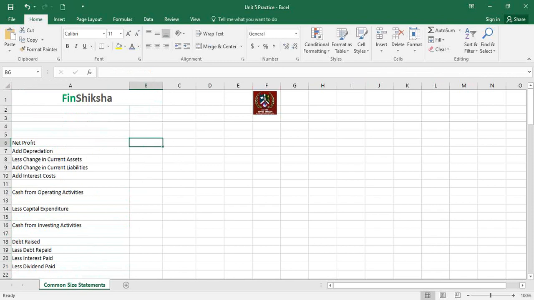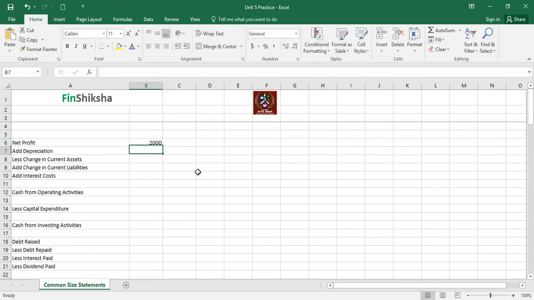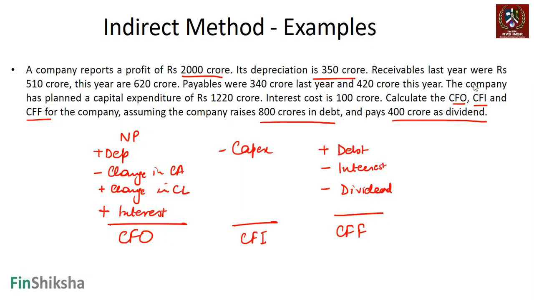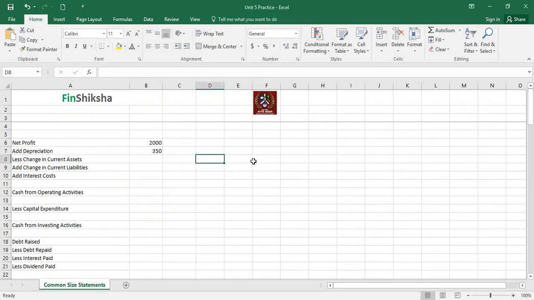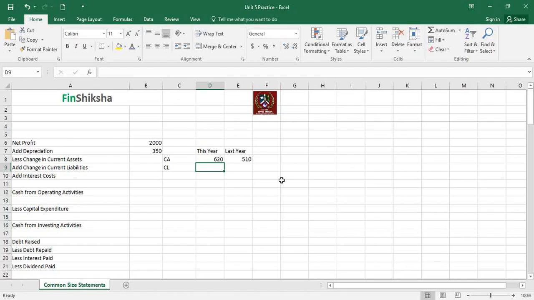What's the net profit number? We started with 2000 crore, depreciation of 350 crores. So we put in 2000 here, depreciation is 350, correct? Change in current assets. What are the current assets? Current assets, receivables last year were 510, this year are 620. So 620 is this year, and this is, remember, current assets and current liabilities. And last year was 510. And similarly, current liabilities, payables were 340 last year and 420 this year.